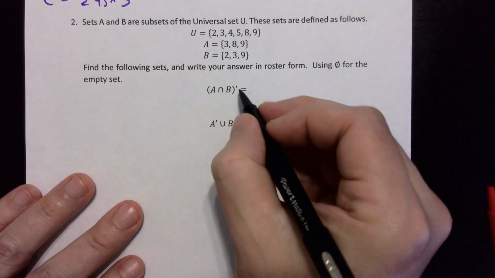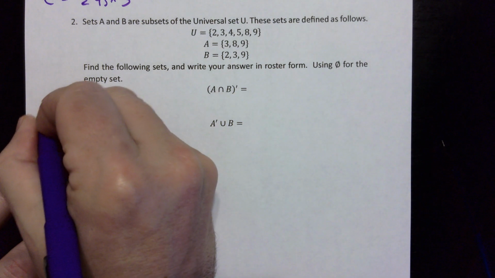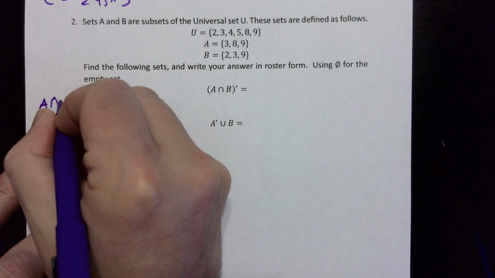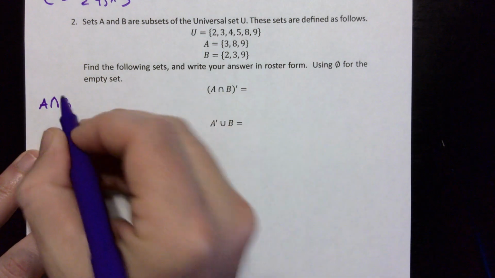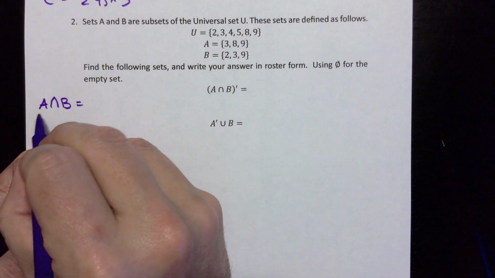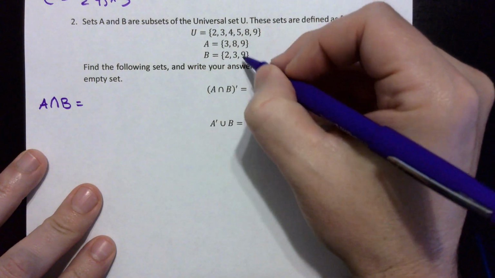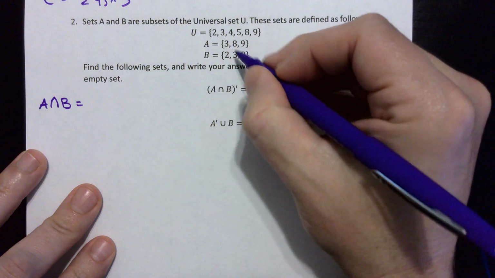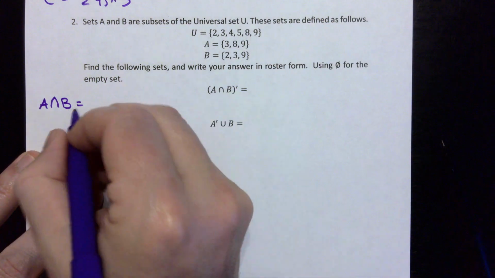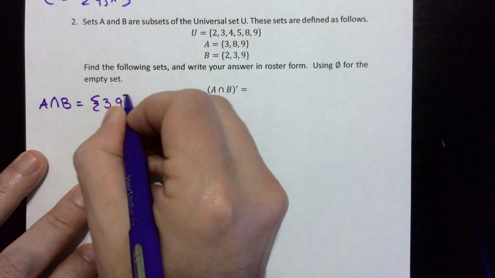Okay, and then it says complement. So I can't find the complement until I figure out what A intersect B is. So let me go back over here, and instead of finding the complement, first I just want to find A intersect B. So everything that shows up twice in these two. So the 3 shows up in both, and the 9 shows up in both. So the intersection of A and B are 3 and 9.